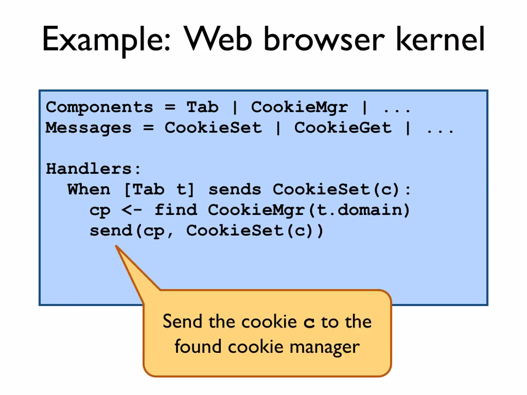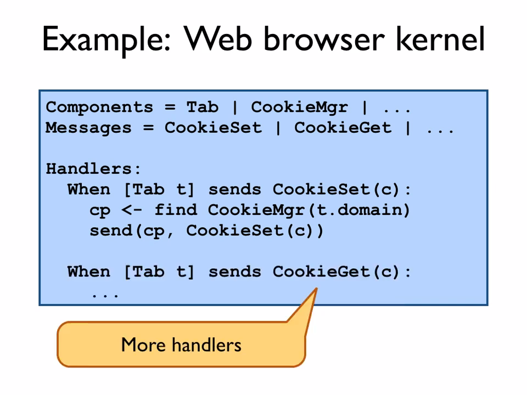In either case, once the kernel has the cookie manager for that tab's domain, it sends this cookie manager a cookie set message with value C. Now that's the end of that handler, and of course there are many other handlers for other message types and other component types.